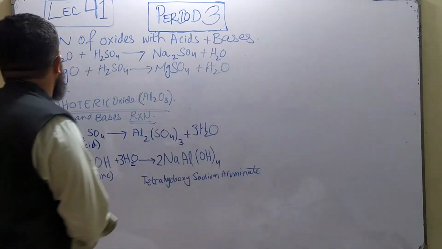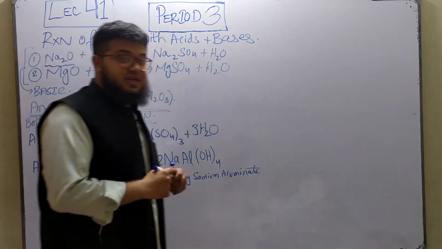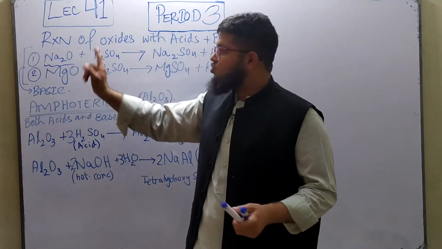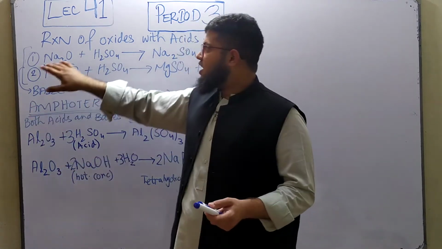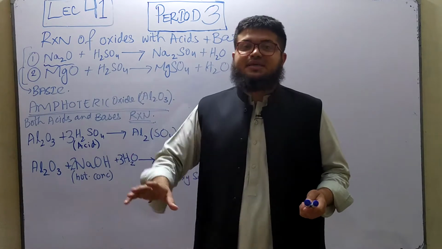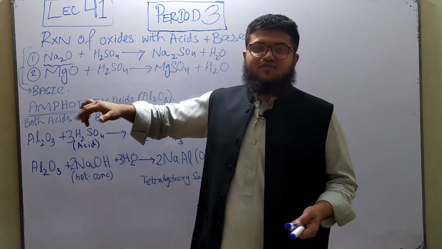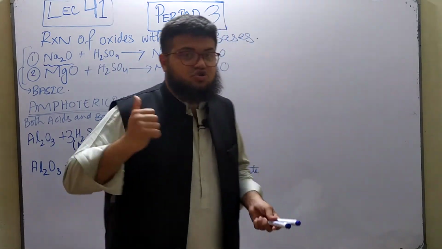So let's get started. Alright guys, the first oxide of period 3 that we have over here, the first element is sodium, right? So its oxide is sodium oxide, Na2O. We did make sodium oxide when sodium reacted with oxygen. Now the sodium oxide is a basic oxide. Basic oxide means that it can react with acids to produce salt and water.